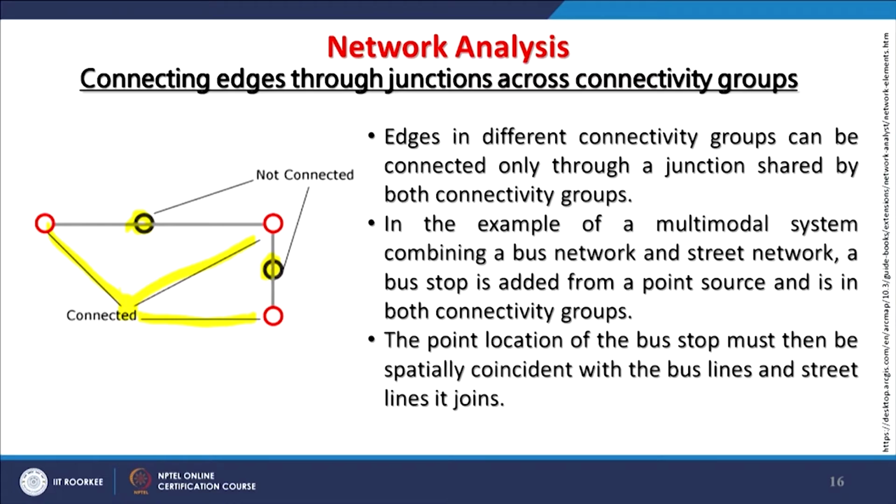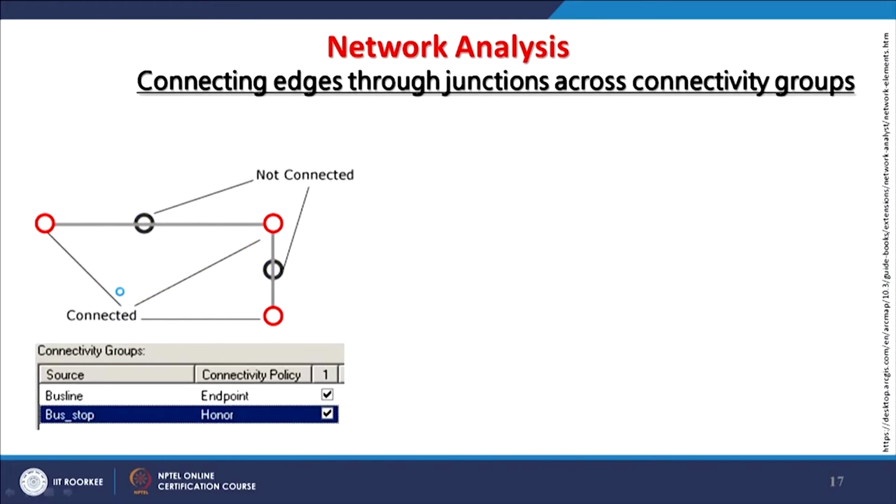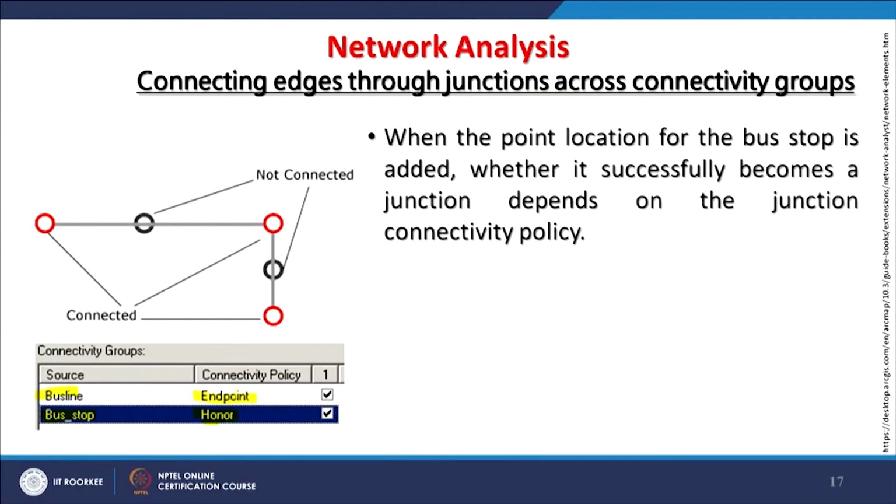A bus stop cannot be created away from a road network. How will it be reflected in the database? Here, as you can see, the bus stop is marked, and then you can have a policy that it has to be honored. That means it is very much required, whereas a bus line has an end point within our database. So, against each polyline feature, this detailed information is required in our network database.